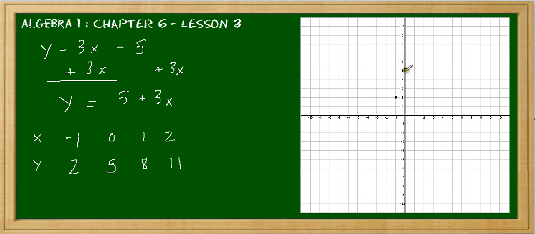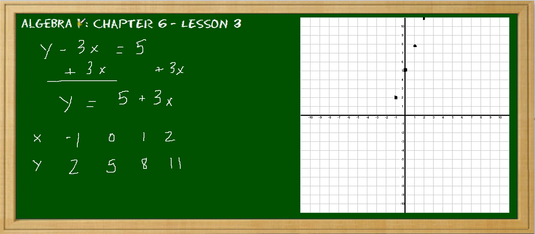And let's see, our next point is 1, 8, so we go over 1 and we go all the way up to 8, and we could see that our line is forming. Okay, you can see this is going to be a straight line. Our last one is 2 and 11, which would really put us on the very edge. I don't have 11 marked, but pretty much right there.